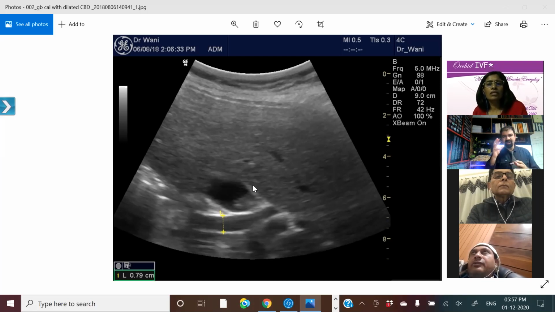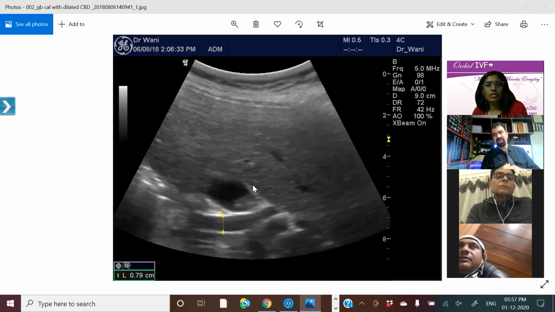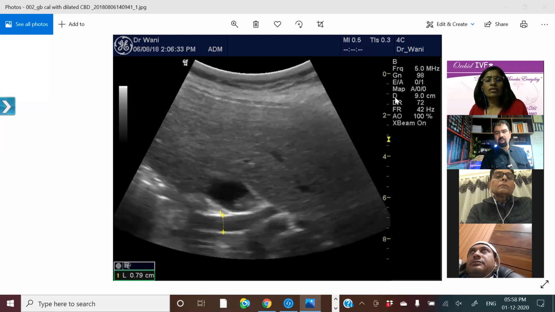Your eyes will like more gray, others will like more brown. So that is the mapping over there. In your machine, you have to see for the mapping. And this is the mapping, whatever is shown over here. And the most important is over here, depth.